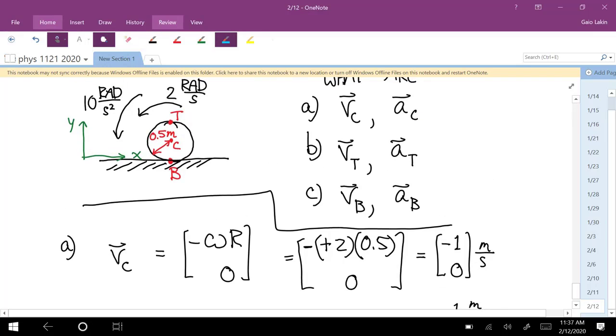So if this is rolling, does it make sense that the velocity would be in the negative x direction if it's rolling counterclockwise? Just intuitively. That has to be the relationship unless there's sliding at that bottom point. We're not considering that. So that direction makes sense, right?